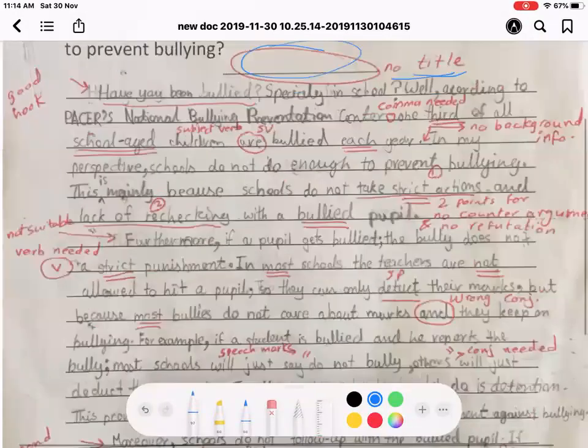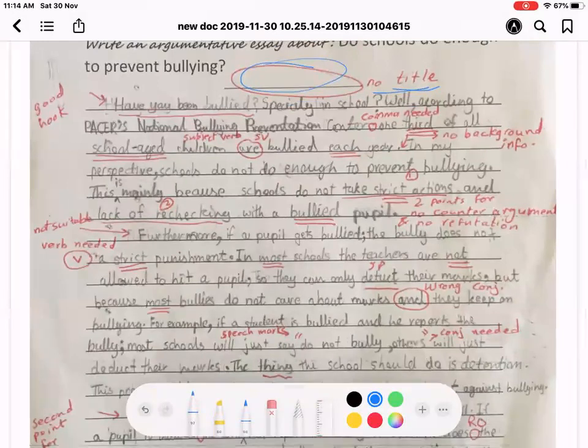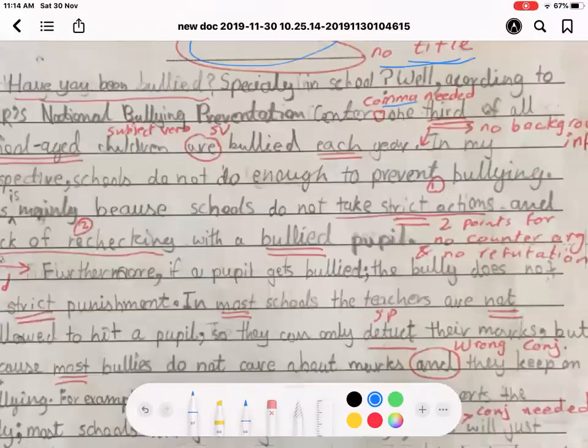Let's read the introduction. He said, "Have you been bullied, especially in school? Well, according to Pacer's National Bullying Prevention Center, 1/3 of all school-aged children are bullied each year." That's the first sentence. Have you ever been bullied? This is a very good hook. And there should be a comma here. Here a comma is needed.